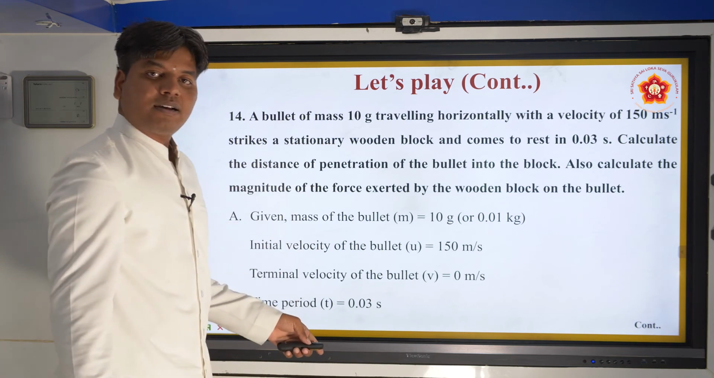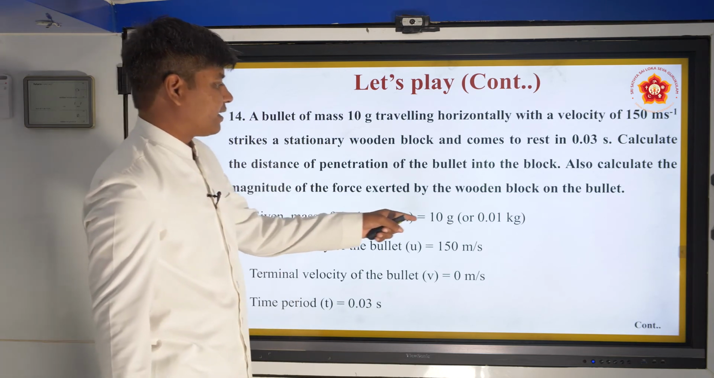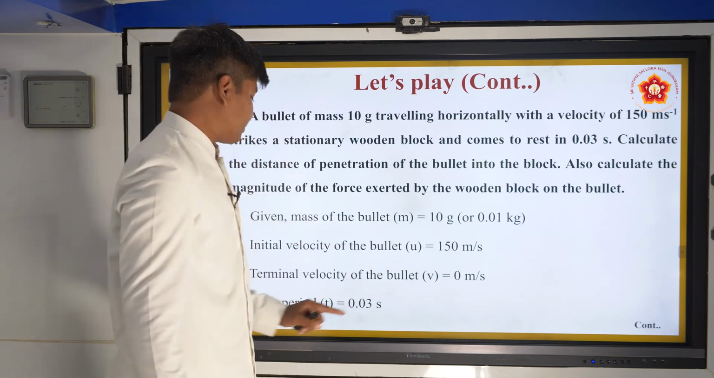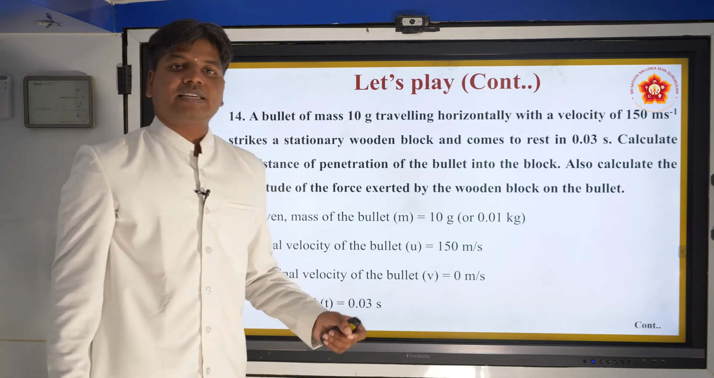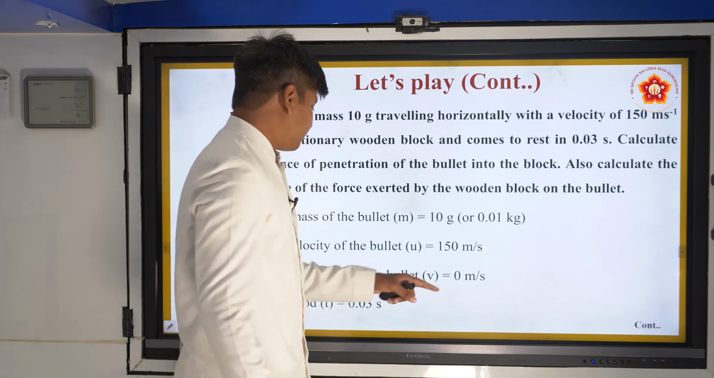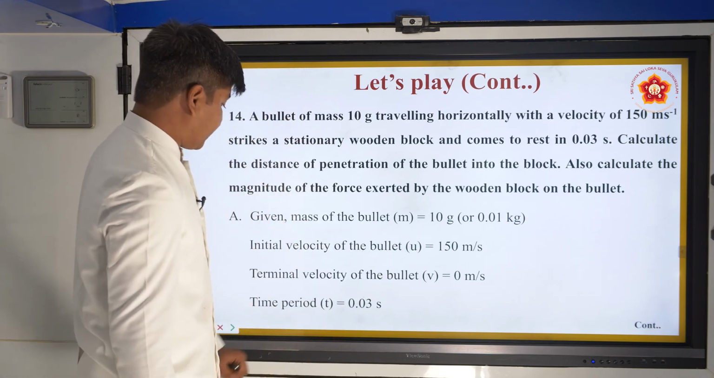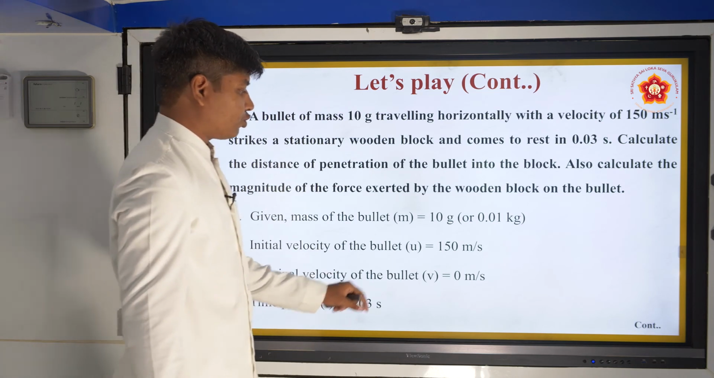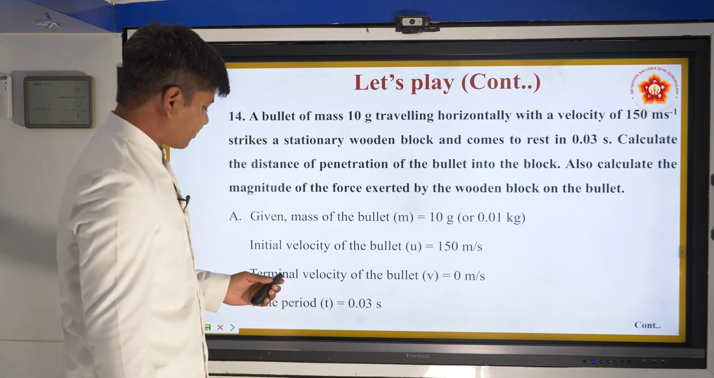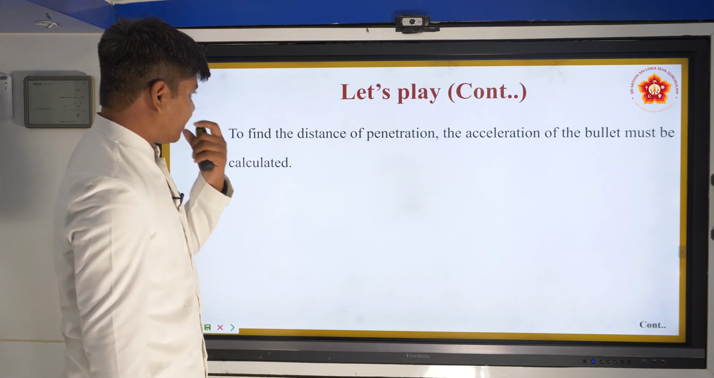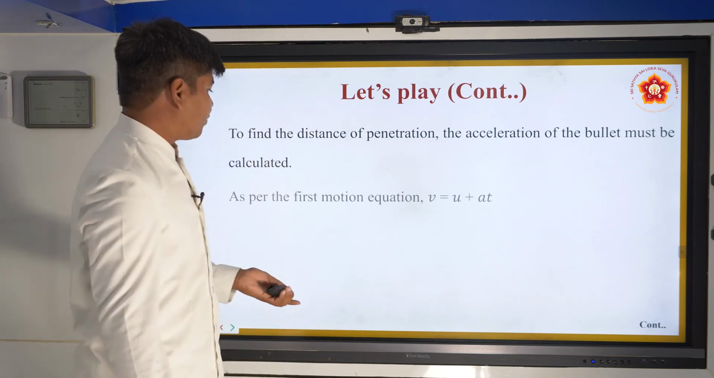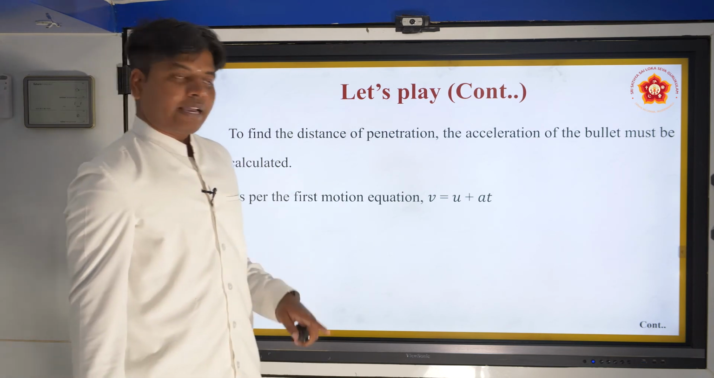So this is everything given. Mass of the bullet is 10 grams, 0.01 kg. Initial velocity 150 meter per second. The terminal velocity, which we call the final velocity of the bullet, is 0 meter per second, and the time which it took to come from 150 to 0 is 0.03 seconds. To find the distance of penetration, the acceleration of the bullet must be calculated, right? So now let us calculate the acceleration.